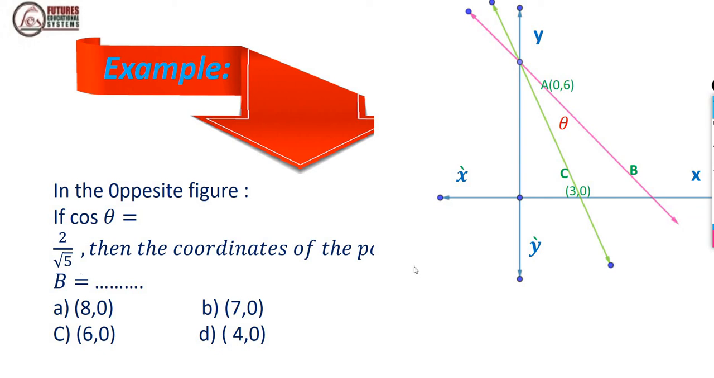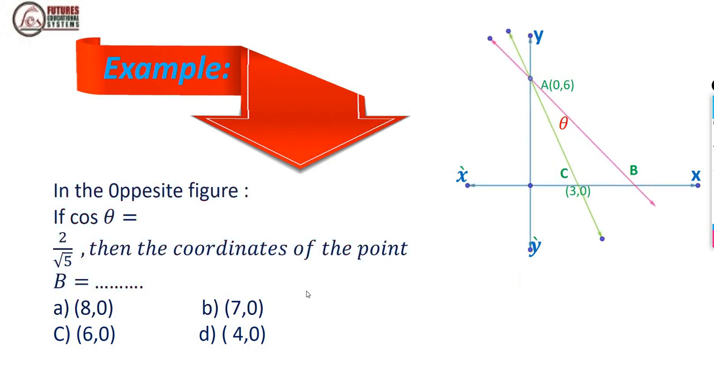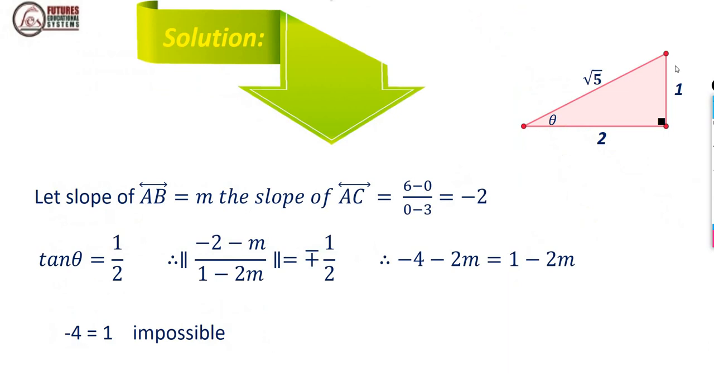Let's draw the right angled triangle. This is the measure of angle theta. Sine theta equals opposite over hypotenuse, which equals 1 over square root 5, and cosine theta equals 2 over square root 5. Tan theta equals 1 over 2, because it's a right angled triangle.